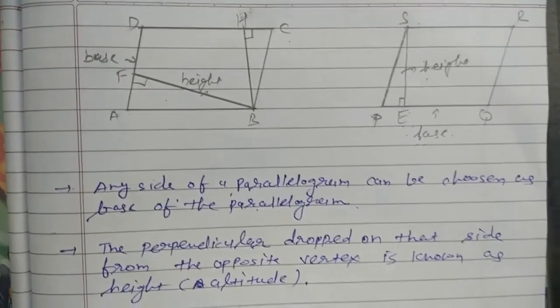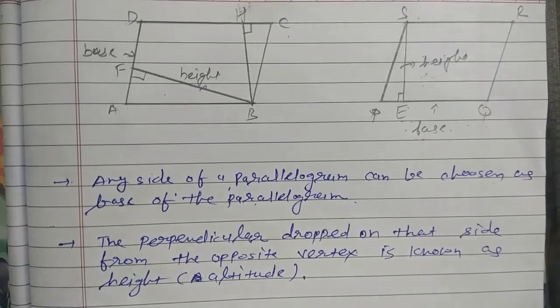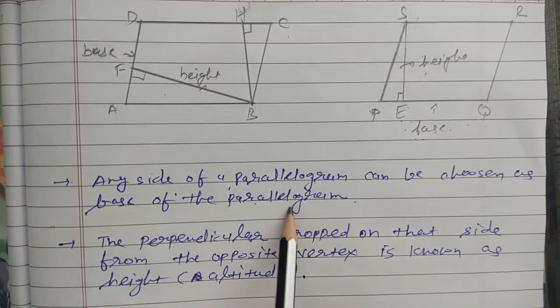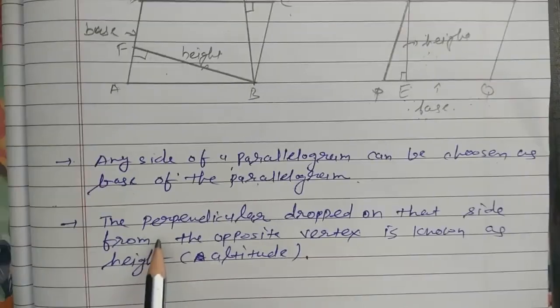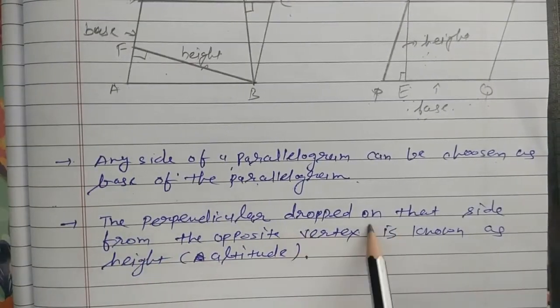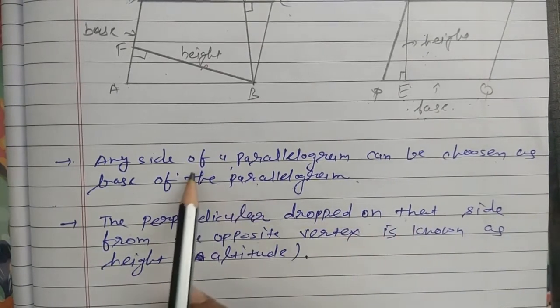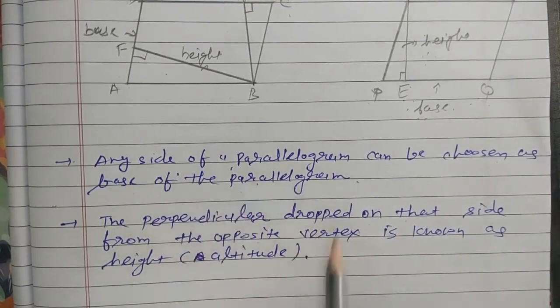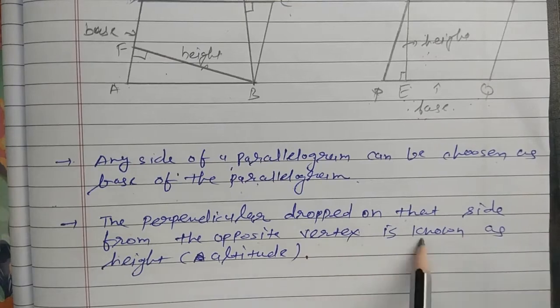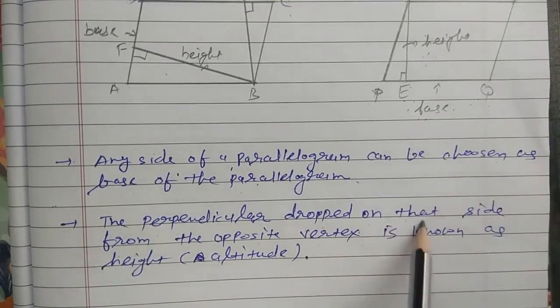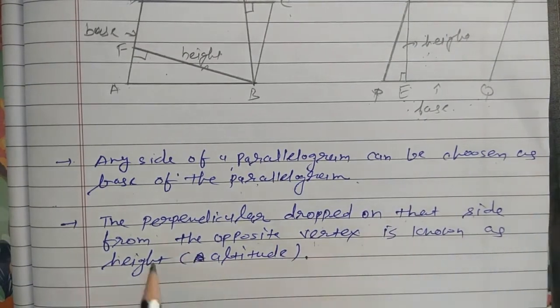Here are some things we have to keep in mind. Any side of a parallelogram can be chosen as the base of the parallelogram, and the perpendicular dropped on that side from the opposite vertex is known as the height. The perpendicular dropped on the side which is the base, from the opposite vertex, is known as height.